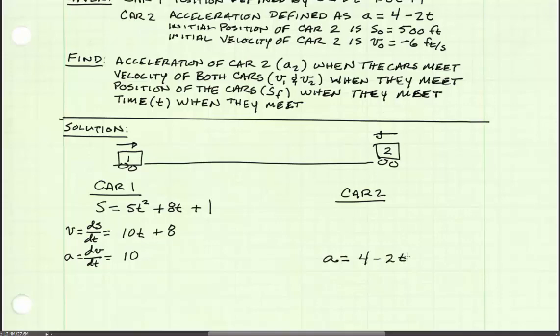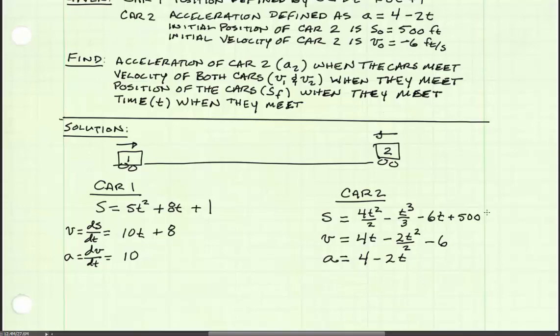If we integrate that and use our initial conditions, then my velocity equation is equal to 4t minus 2t squared over 2, and at time 0 my velocity has to be equal to negative 6, so I need to add my initial condition of negative 6 on the end of the equation. My position equation is found by integrating my velocity equation, so I get 4t squared over 2 minus t cubed over 3 minus 6t, and I know that at time 0 my position is a positive 500, so I need to add that initial condition on here. Now I have equations to represent position, velocity, and acceleration of both vehicles.